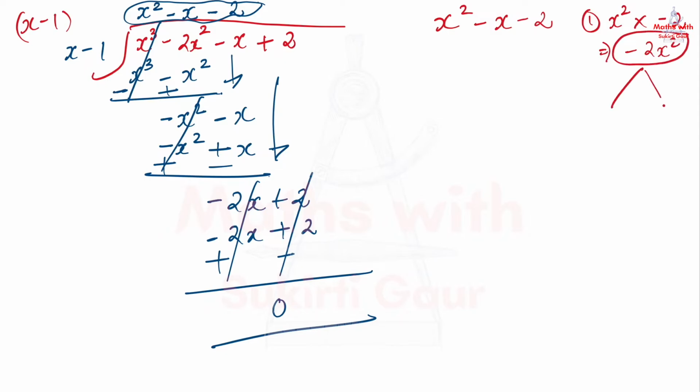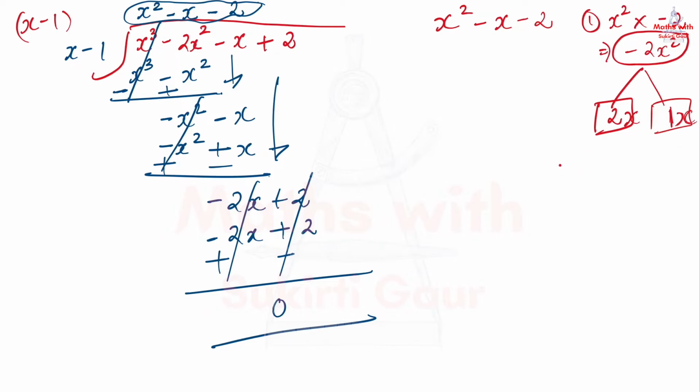Now we want two numbers such that their sum should give us the middle term and their product should be minus 2x square. So can we select 2 and 1 for getting the product? Because 2 into 1 will give us 2 only. And x should be with them. Now, what should be the sign of them?